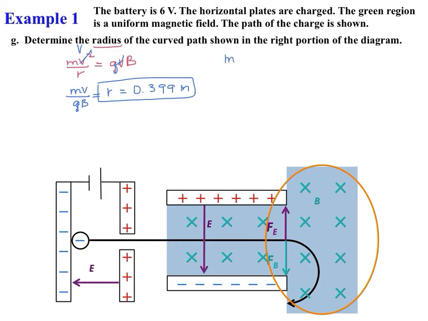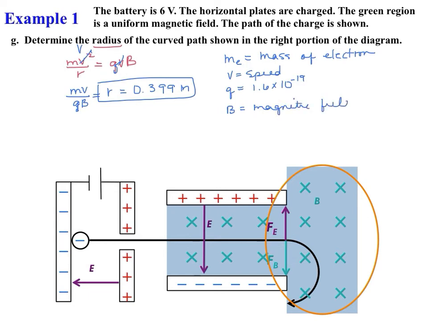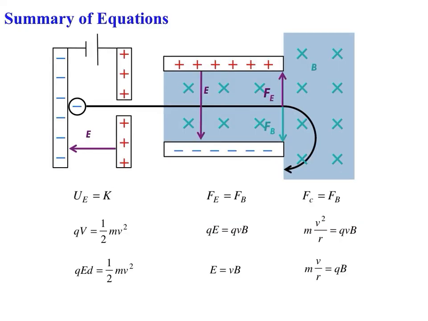Again, for M, you're using the mass of an electron. For V, you're using the speed that you had at the very beginning. Q is charge, in this case an electron, 1.6 times 10 to the negative 19. And then B is the magnetic field that you solve for. Again, this is just a summary of the equations that we used in each section of this problem.